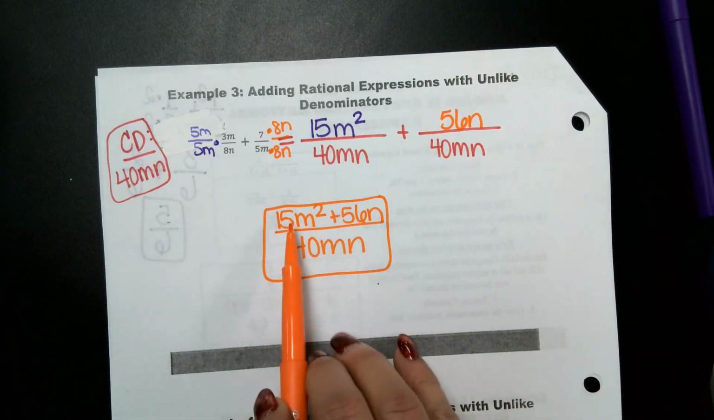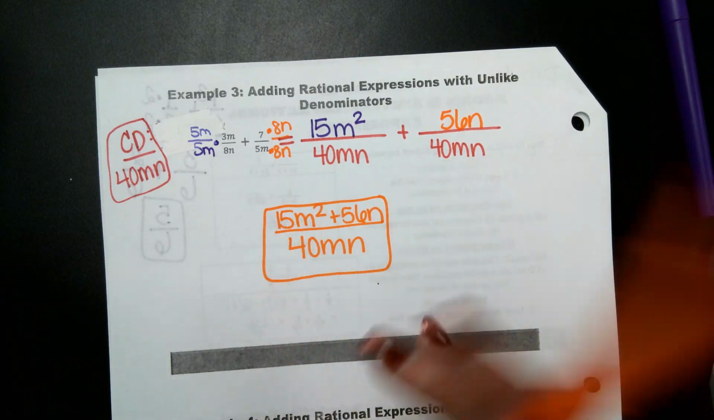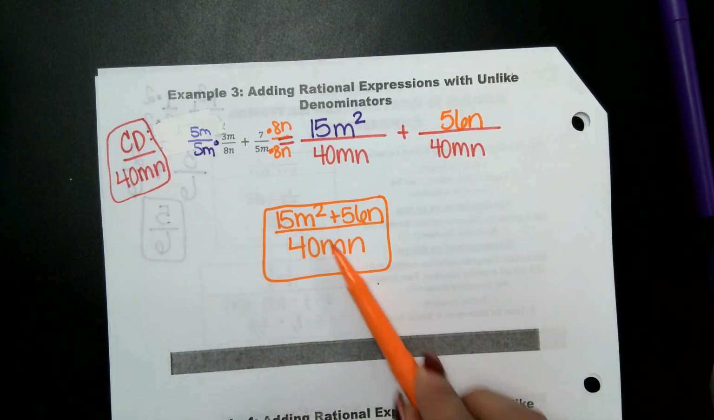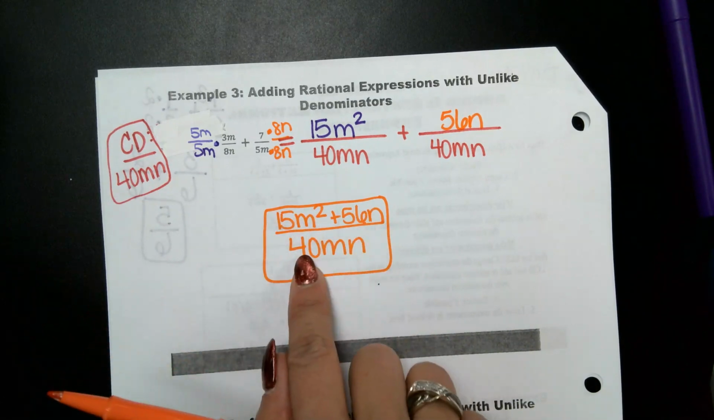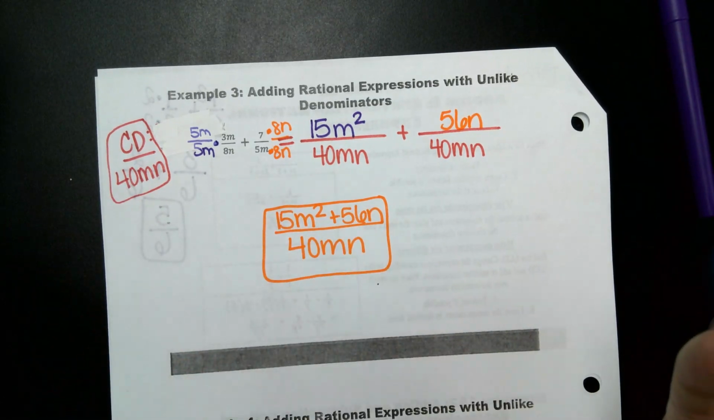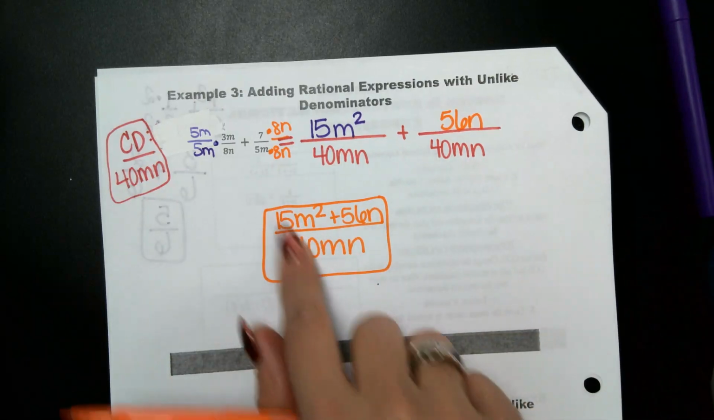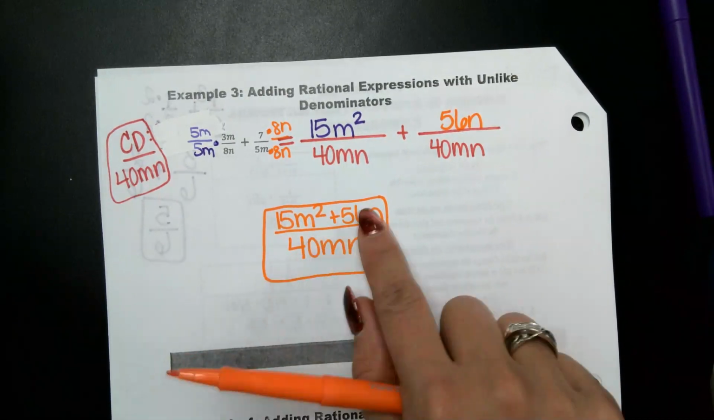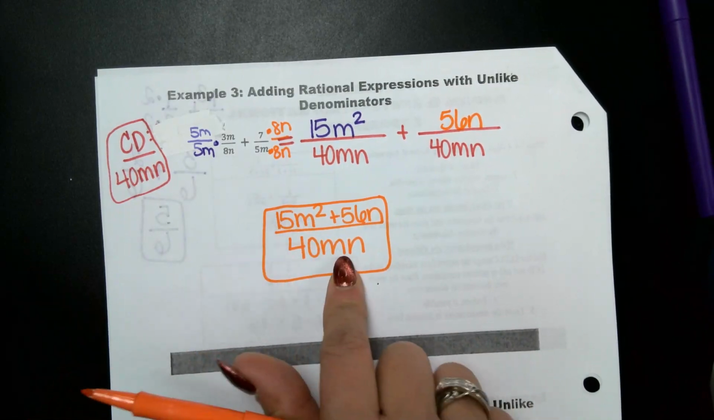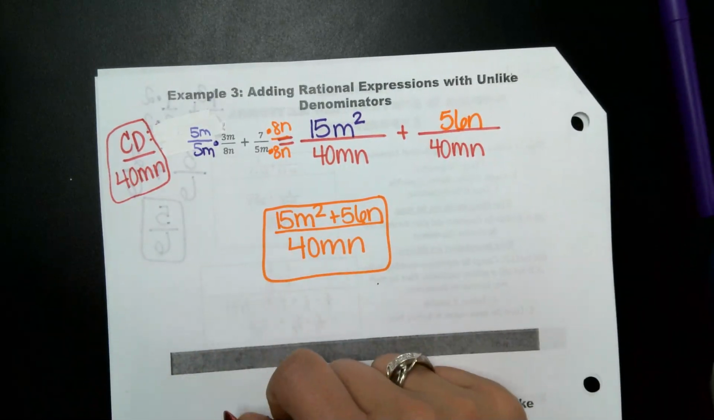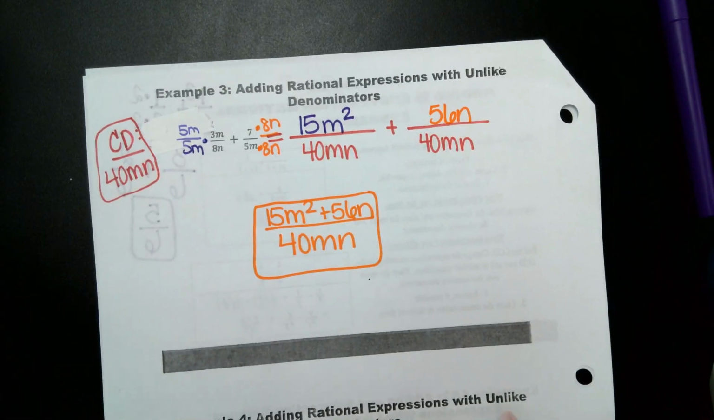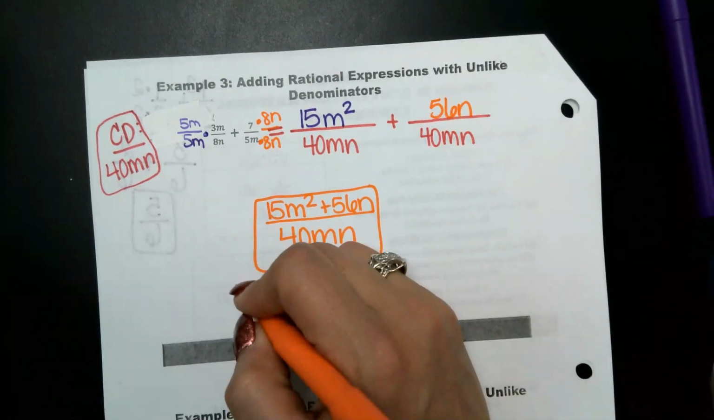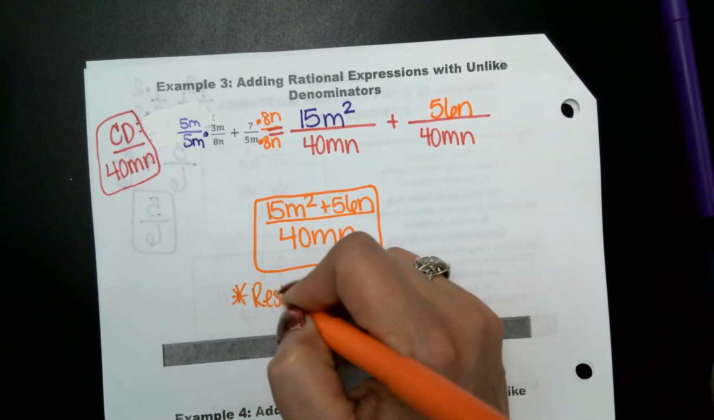Now listen, there's 1, 2, 3 terms. If all 3 terms had an m, we could reduce an m, right? We could cut it out. If they all had n's, we could cut an n out. If 15, 56, and 40 all divided by 5, we could do that. But these two divide by 5, but that one doesn't. These two divide by 8, that one doesn't. These two have an m, that one doesn't. And these two have an n, but that one doesn't. So it is actually in simplest form right now. There's no reducing that needs done. Will you have to reduce sometimes? Of course. Now let's talk about the restrictions.